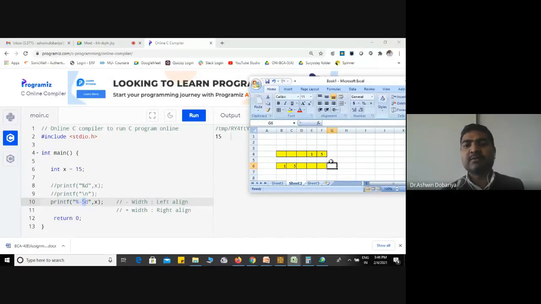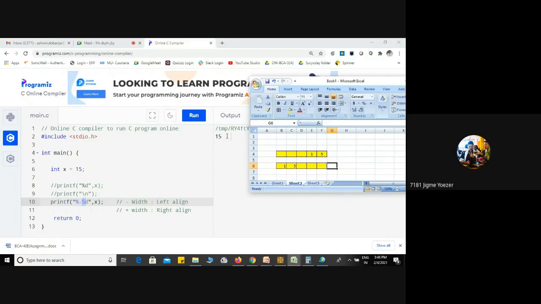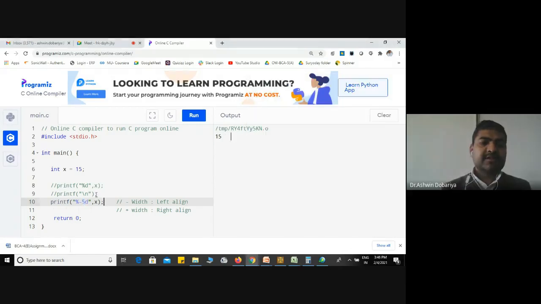I think now all of you understood. This cursor is blinking over here. It means there are 3 spaces over there. Is it clear? Yes, sir. Let me take another example. Now you give me the output of that.